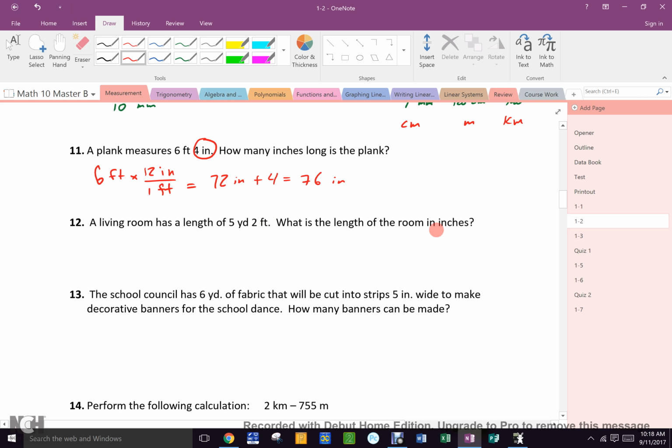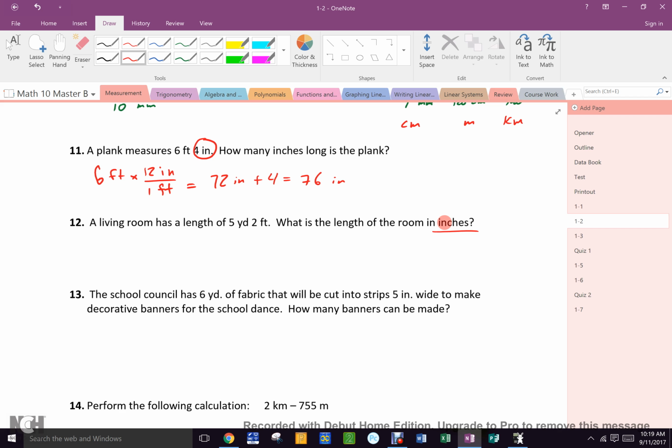5 yards, 2 feet, and I need inches. Which I might very well need inches if I was buying something that was sold by the inch. So how am I going to change this? I need yards and feet to inches. More than one way to do it. Stop for a second and think about it. What are you planning to do? You don't even have to write it down. You just got to think about what your plan is.